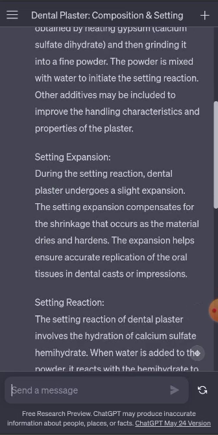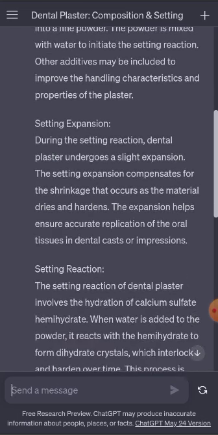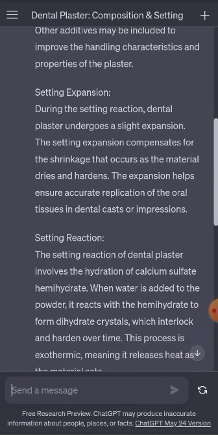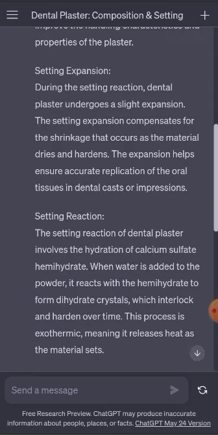Setting expansion. During the setting reaction, dental plaster undergoes a slight expansion. The setting expansion compensates for the shrinkage that occurs as the material dries and hardens. The expansion helps ensure accurate replication of the oral tissues in dental casts or impressions.